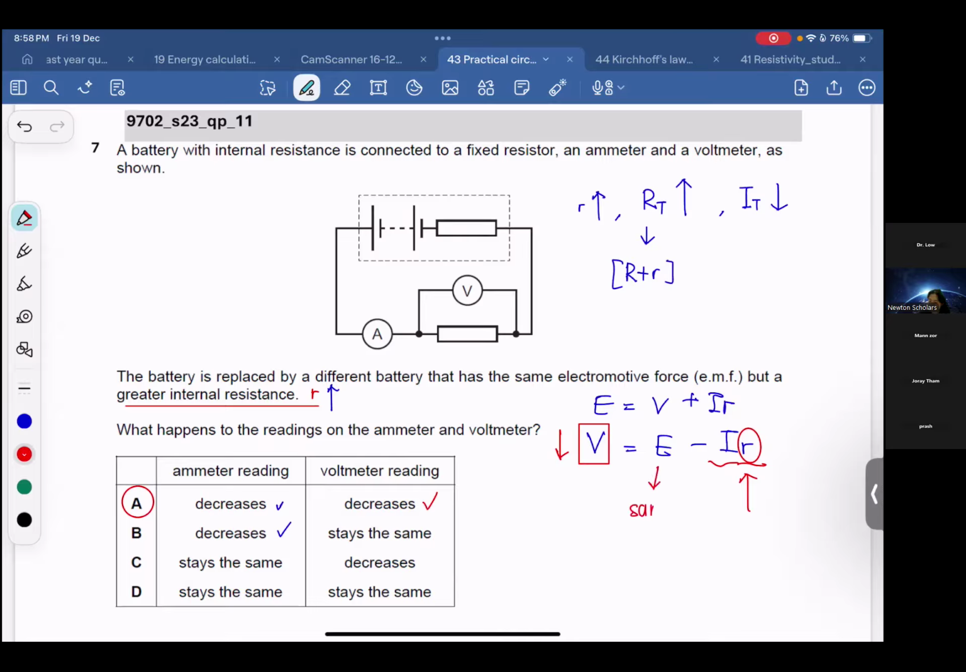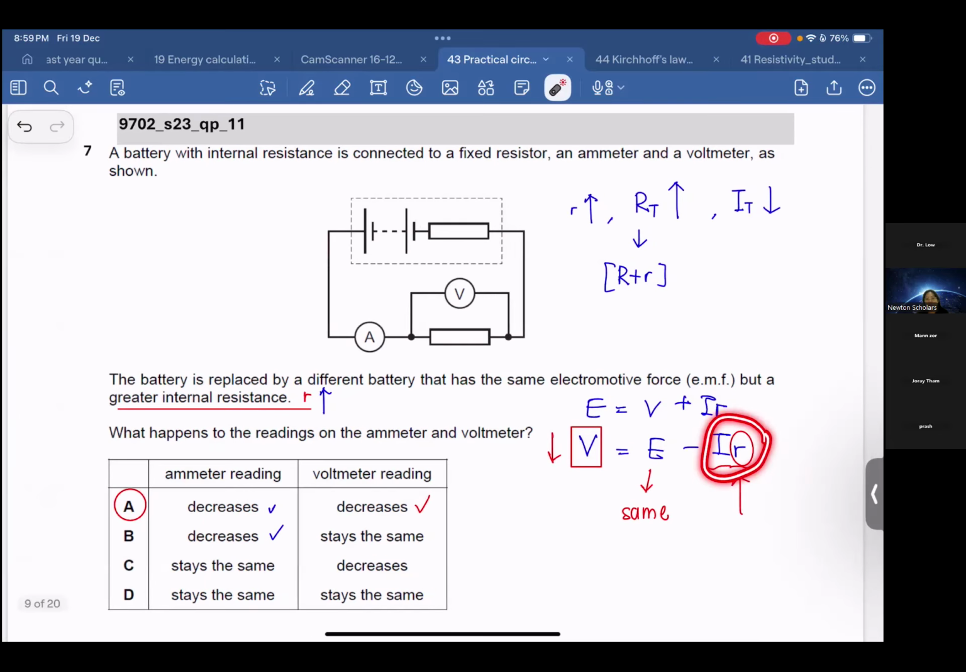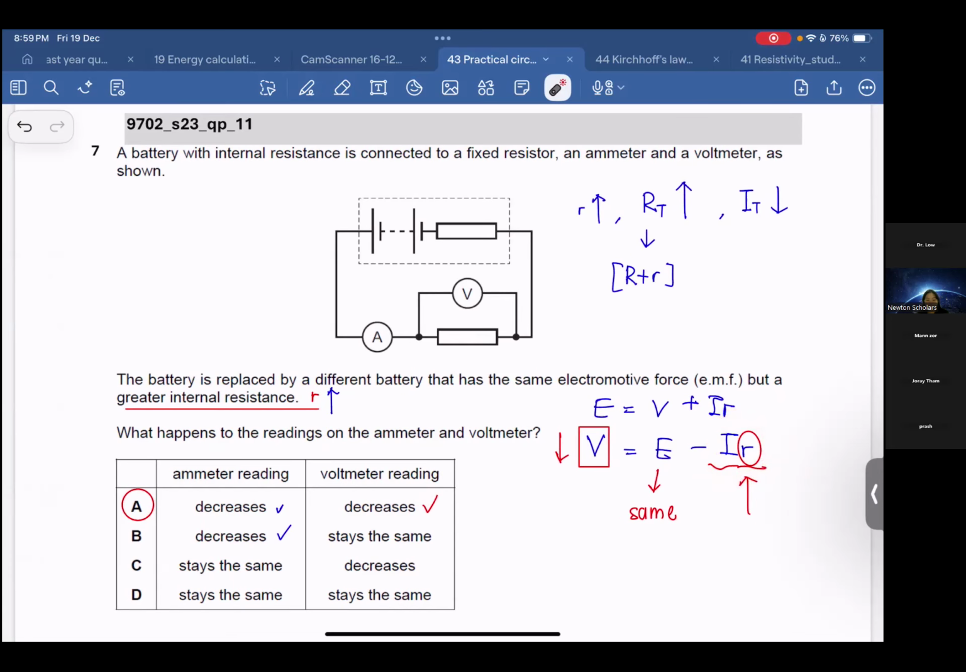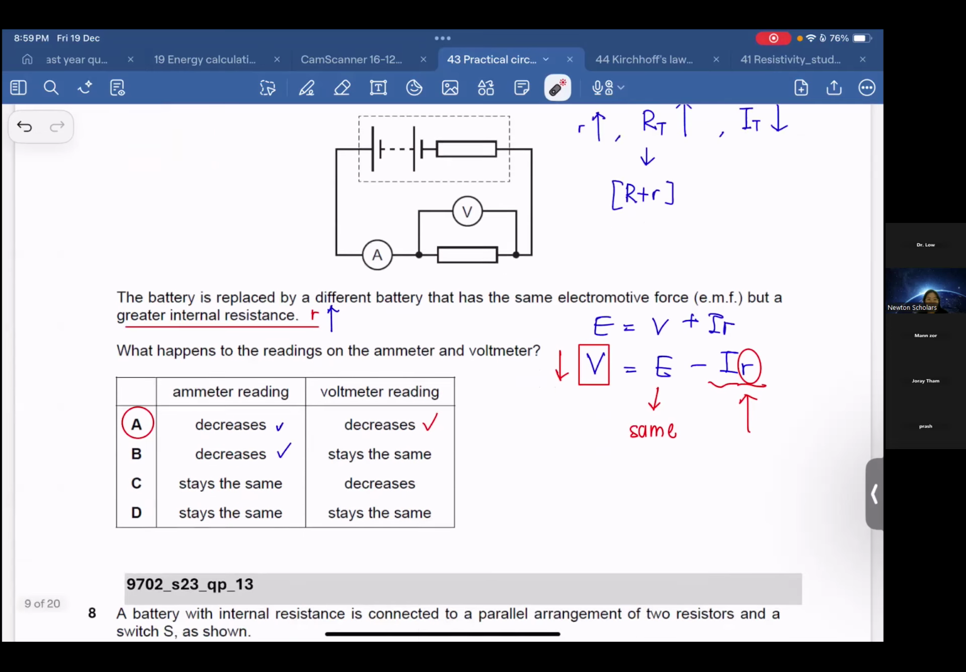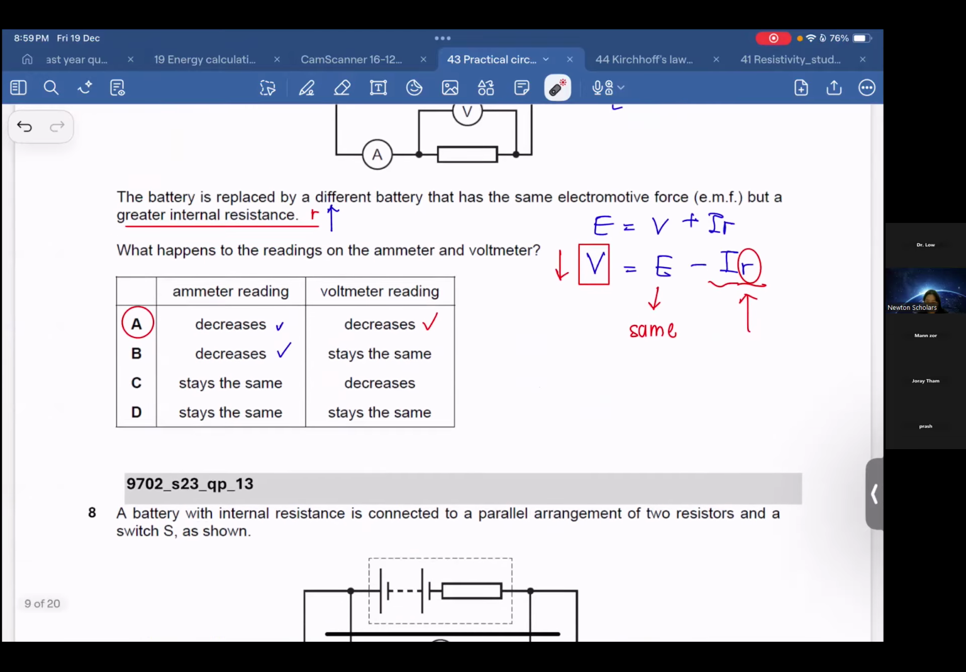EMF is the same, doesn't change, constant. But they increase your internal resistance. So for the second part, this value becomes bigger. The potential difference across the internal resistor is higher. So your voltage across the outside component actually decreases because the internal resistor receives more voltage. Is it okay? Is that clear? Fatima, okay. Fawal, okay. So if okay, then we go to question number 8.